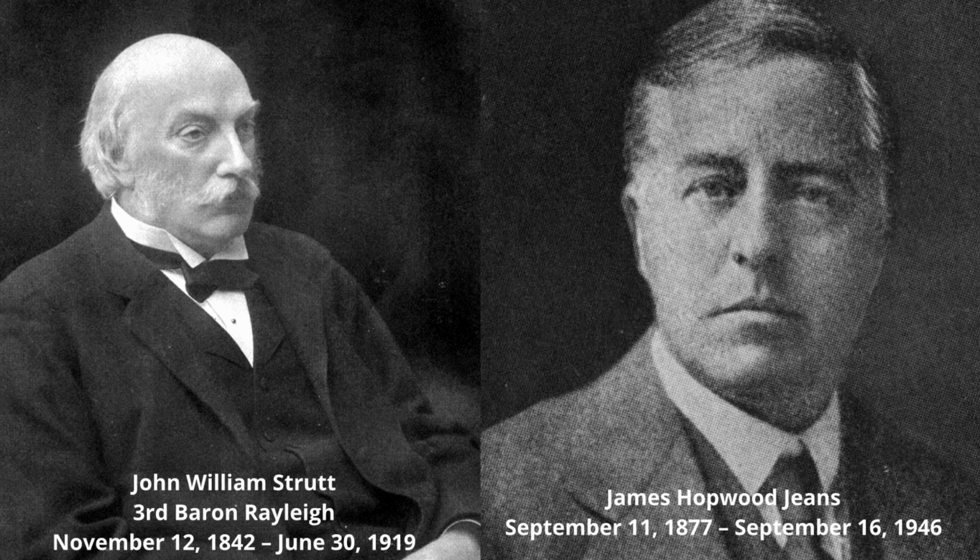John William Strutt, 3rd Baron Rayleigh, was born on November 12, 1842 and died on June 30, 1919. He was an English physicist and mathematician. He spent all of his academic career at the University of Cambridge and received the Nobel Prize in Physics in 1904 for the discovery of argon. He served as President of the Royal Society from 1905 to 1908 and as Chancellor of the University of Cambridge from 1908 to 1919. James Hopwood Jeans was born on September 11, 1877 and died on September 16, 1946. He was an English physicist, astronomer and mathematician. The other important work on blackbody radiation was conducted by Rayleigh and is known as the Rayleigh-Jeans law.